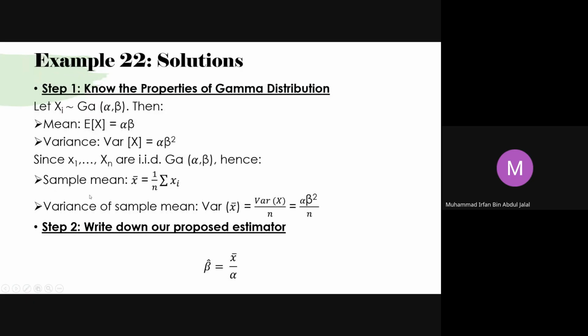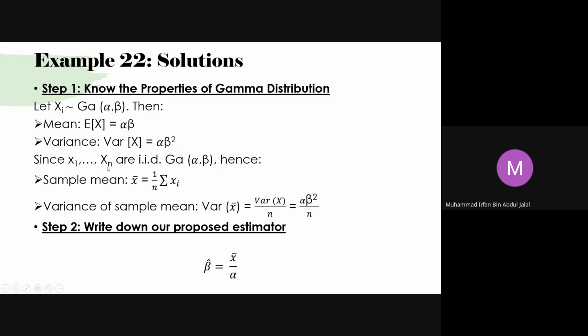Okay, step one, you need to solve this problem step by step. So you need to know the properties of the gamma distribution. First, let the random variable X in this scenario follow a gamma distribution with two parameters, alpha and beta. Then remember that the expectation of X is given by alpha times beta, and the variance is alpha times beta squared.